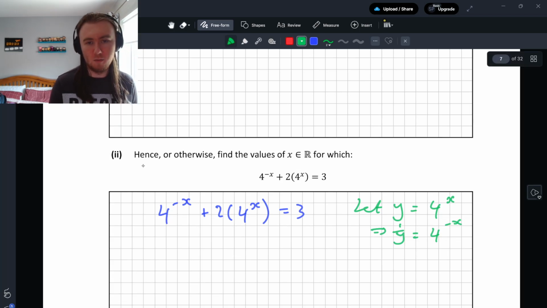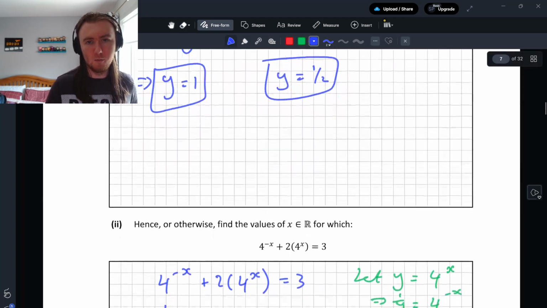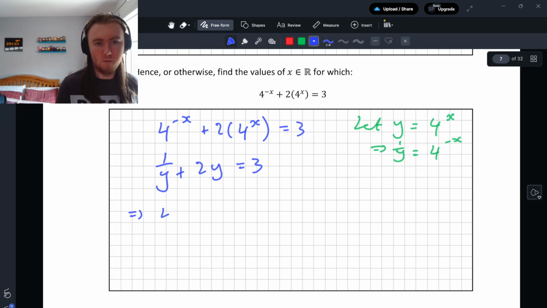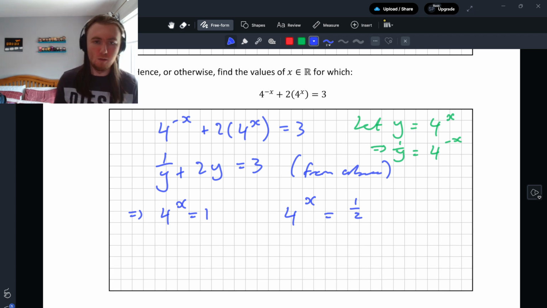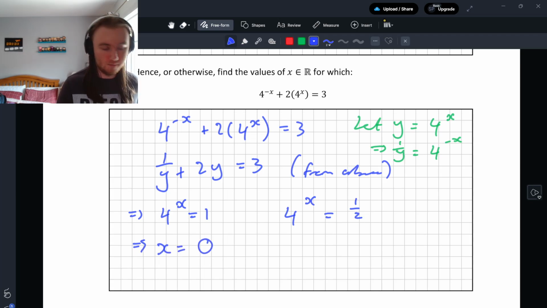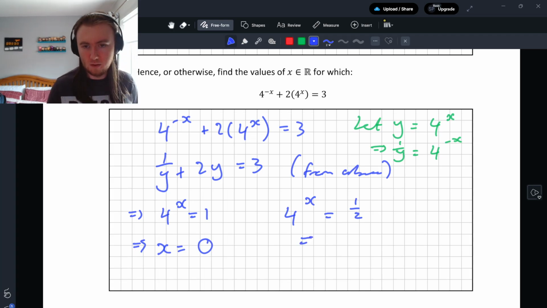So we just get 1 over y plus 2 lots of y is equal to 3. Obviously, we know the solutions are 1 and a half. So 4 to the x is equal to 1, and 4 to the x equals a half from above. So we'll just do log base 4 from both sides. This one should be fairly okay: that's just x is equal to 0. And then here, when in doubt, that's what the calculator is for. Log base 4 of a half gives x equal to minus a half.